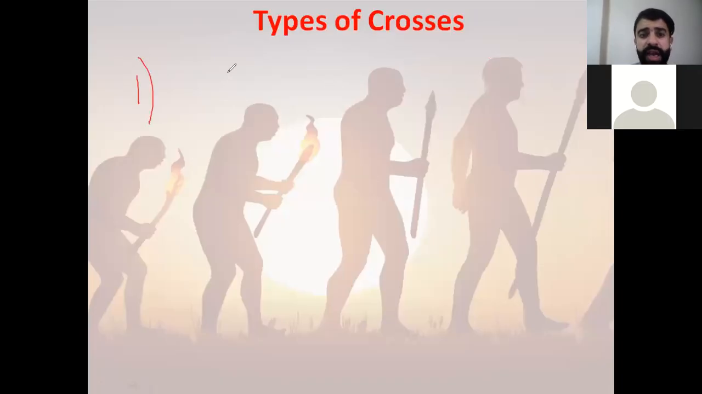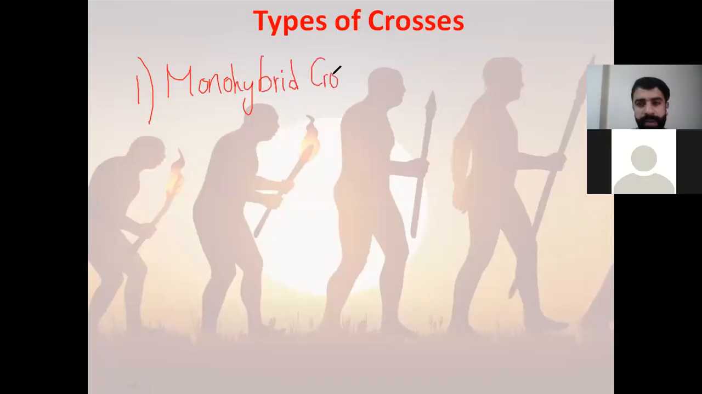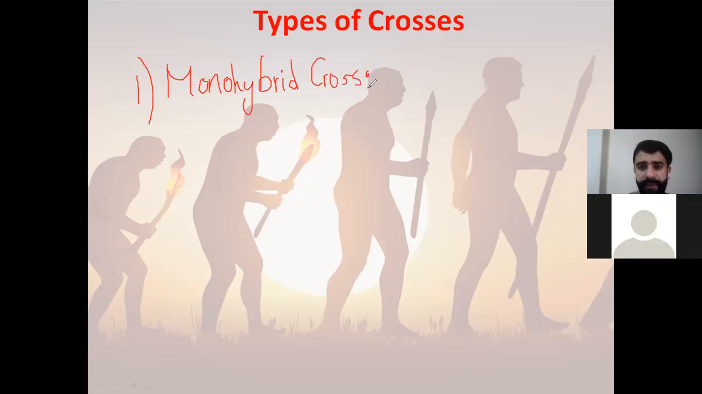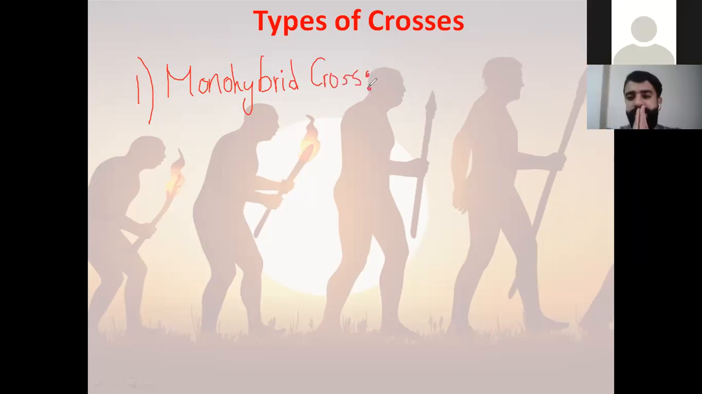First type of cross is called what? The monohybrid cross. Who can tell me what is special about the monohybrid cross? Raise your hands, please. Yes, Cynthia. Parents are pure and differ in only one trait. Very good. The parents are pure, meaning that they are homozygous, and they differ in only one trait: color of the hair, color of the skin, color of the eyes, and so on.